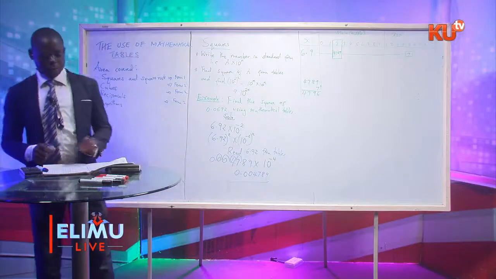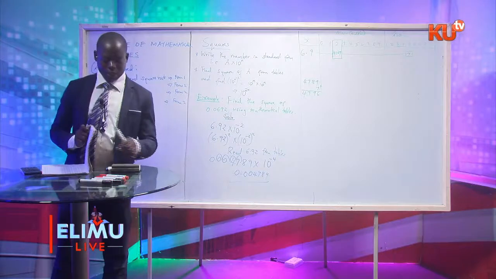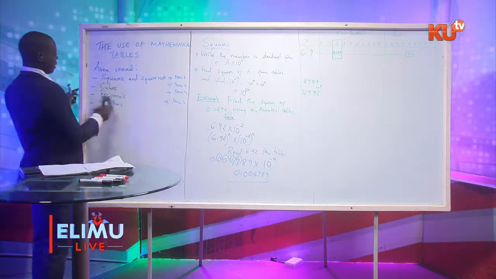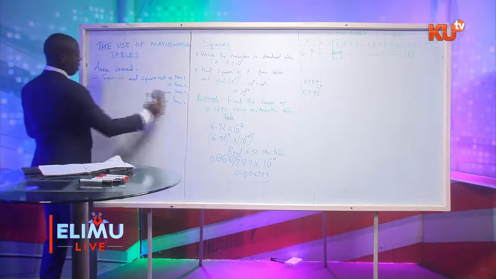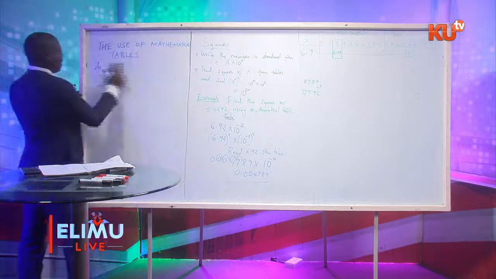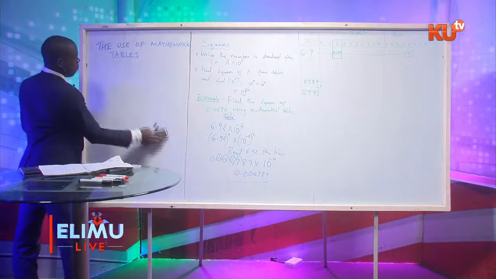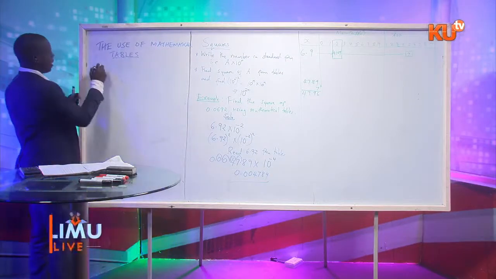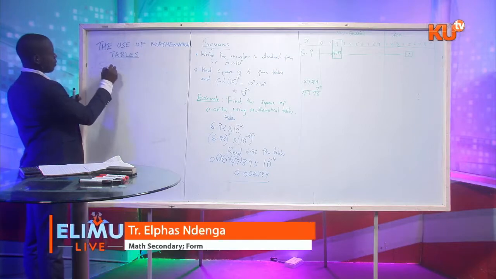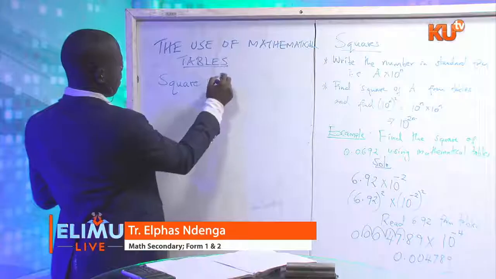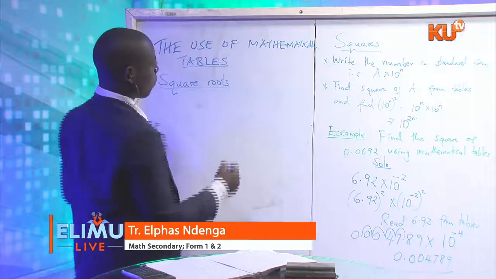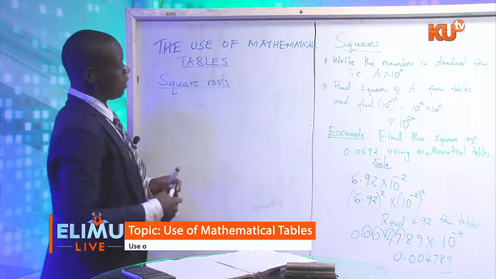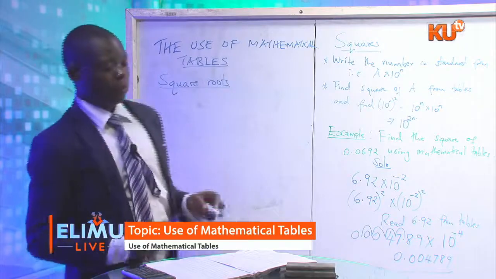So that is one thing I want us to remind ourselves, the use of the square table. It is as simple as it is. Number 2, still in Form 1, we need to review again what we call square roots. The understanding of square roots is built from squares.